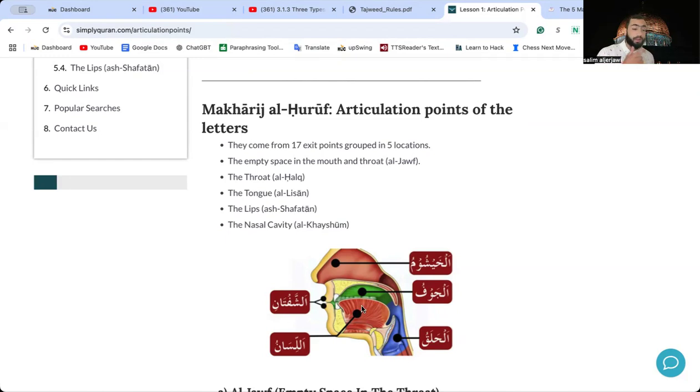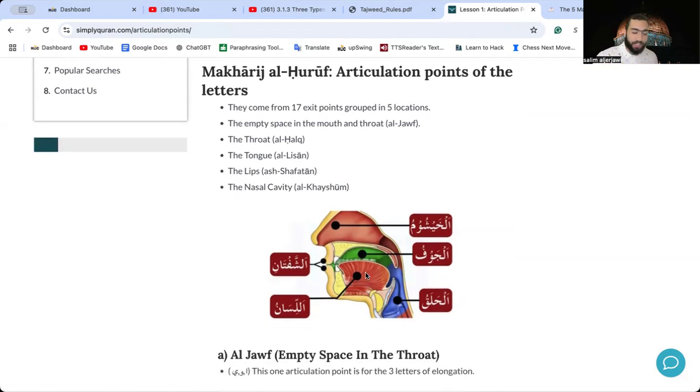Now, what else do we have? We have the tongue. We have about 15 or 16 letters that come from the tongue itself. So there are a lot of letters on the tongue. What else? We have something called ash-shafatan. Ash-shafatan is the lips, as pretty indicated in the picture right here. Wonderful.